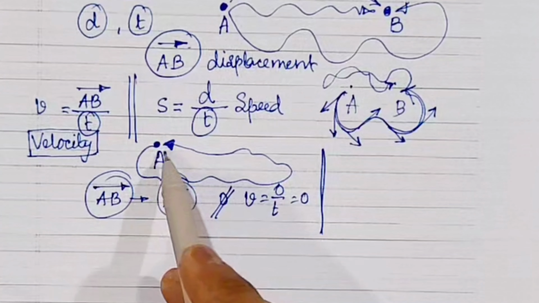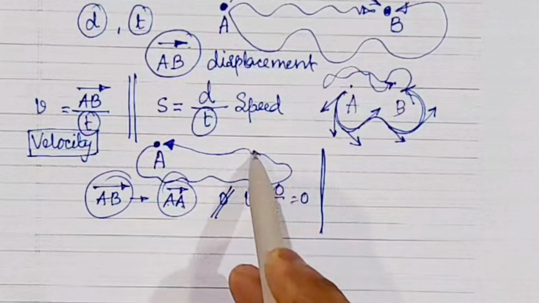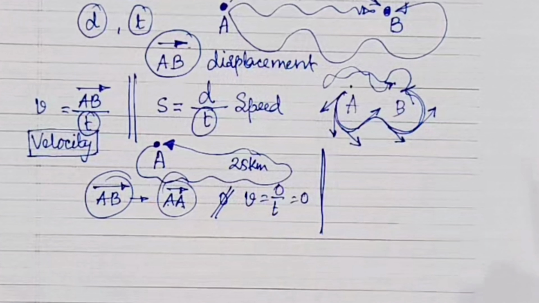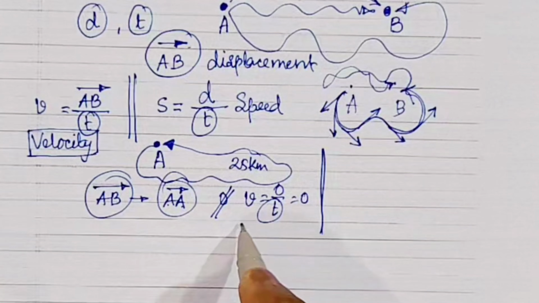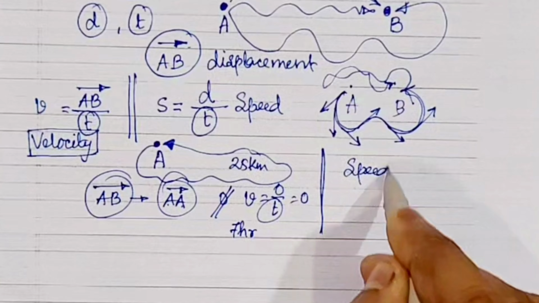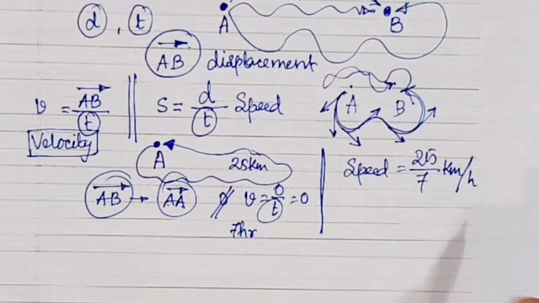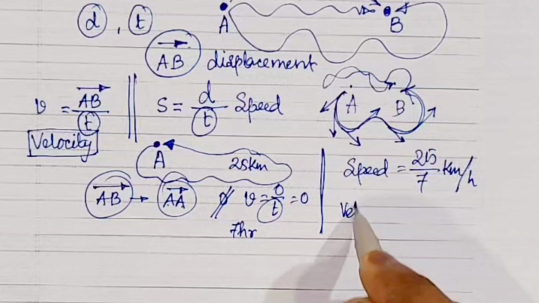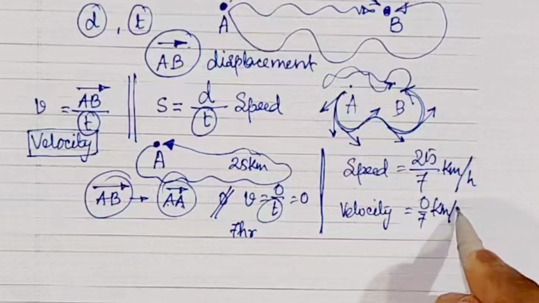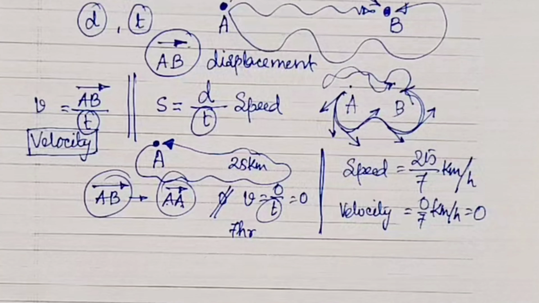Whereas, let's say if we travel by a car, our car's odometer would have shown how much distance we have traveled through this path in the entire day. And let's say that is 25 kilometers. And let's say the entire time taken was 7 hours. So our speed would have been 25 by 7 kilometers per hour. But velocity is 0 by 7 kilometers per hour, or 0. So this is a very basic difference between speed and velocity.